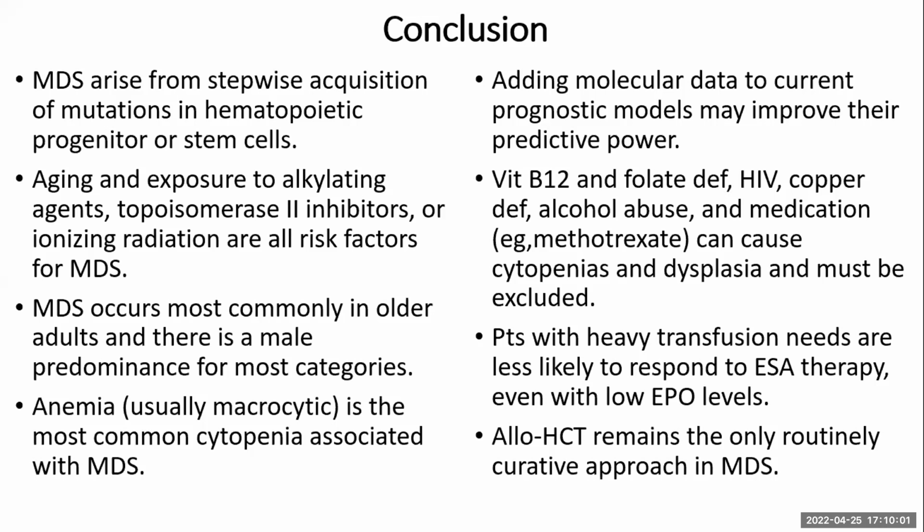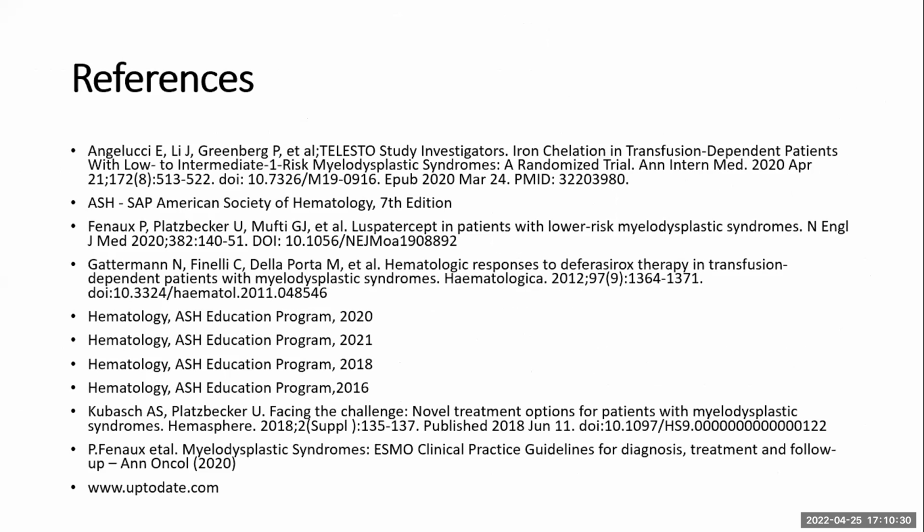Things like vitamin B12 and folate deficiency, HIV, copper and alcohol abuse, medications like methotrexate can all cause cytopenias and dysplasia and must be excluded in trying to get the diagnosis. Patients with heavy transfusion needs are less likely to respond to ESA therapy, even with low erythropoietin levels. Allo stem cell transplant remains the only routinely curative approach in MDS. And those were some of my references.